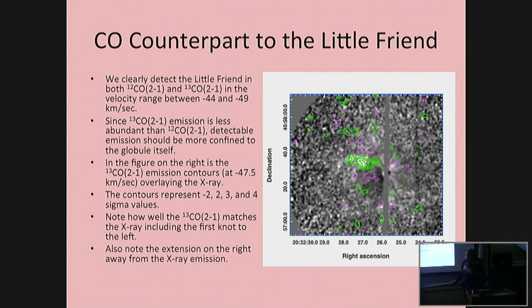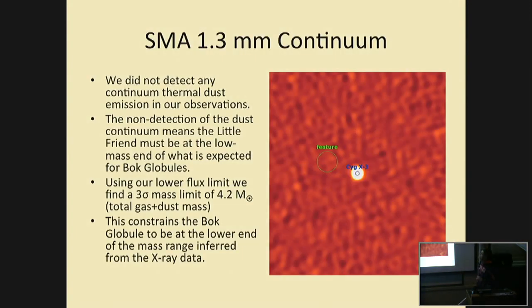Okay, and so we will basically look at the data. What we see is if we look at the continuum, we don't see it. What you expect from the continuum is actually the dust itself. If the dust is at 10 to 20 Kelvin and it's being heated, you would expect some emission, but we don't detect any. What that means is that we're on the low end of the mass.